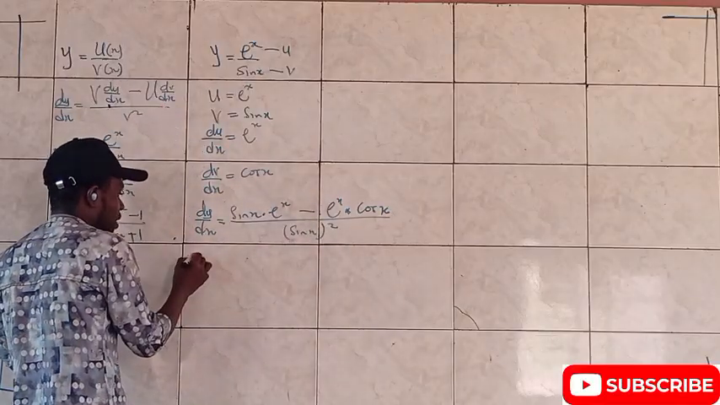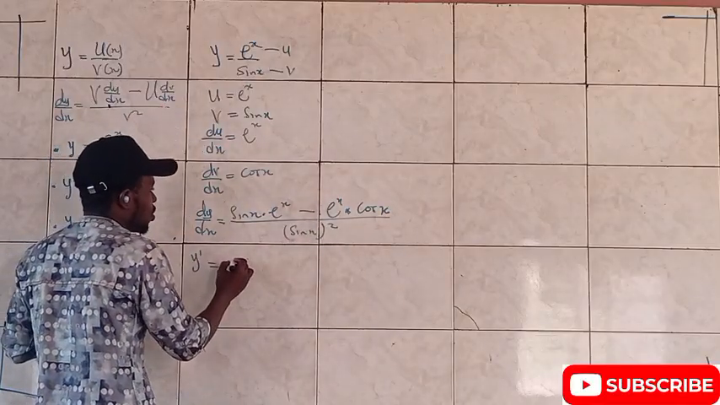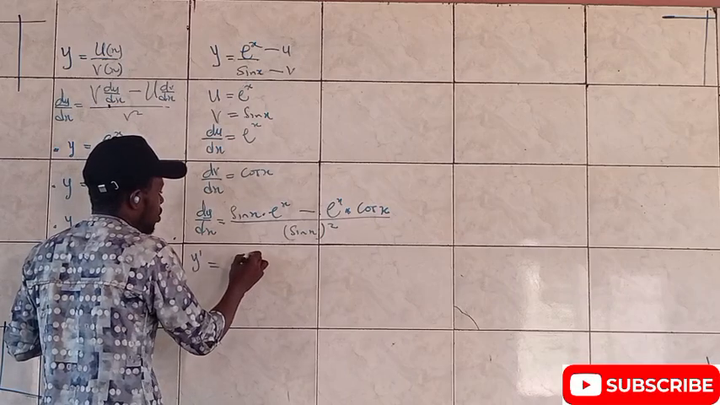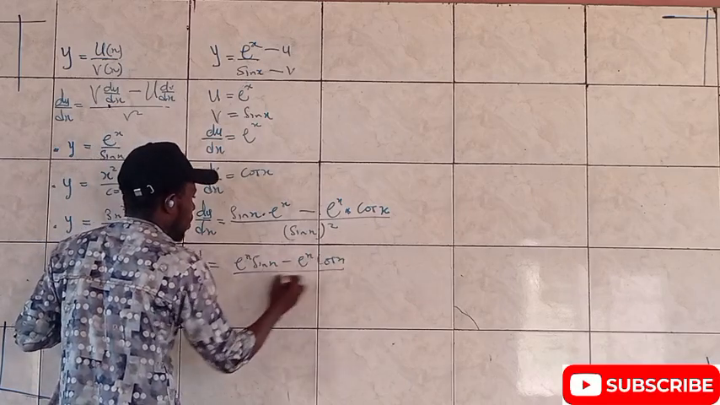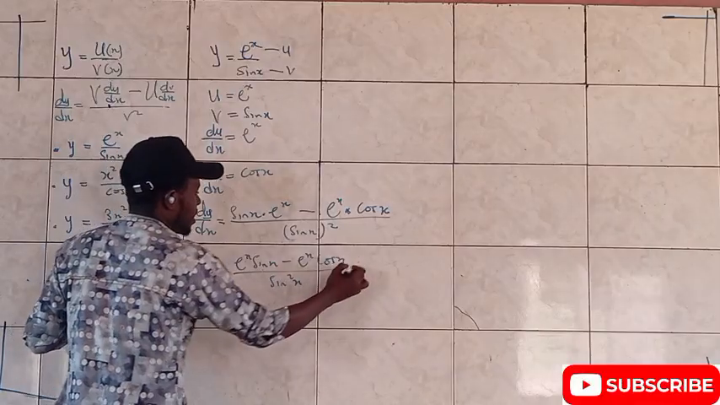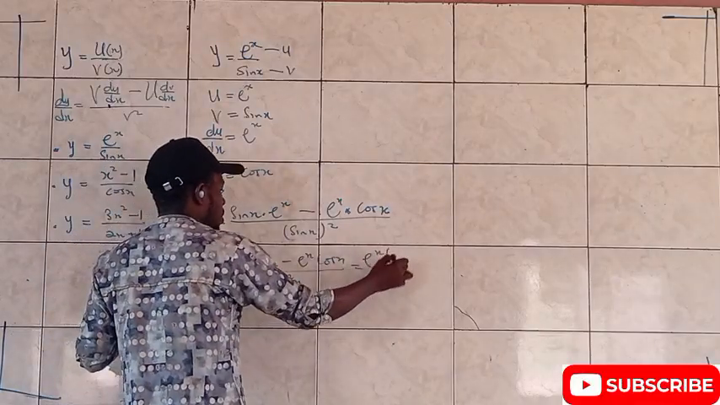So dy/dx is the same thing as y prime. So I have it equal to e raised to x sine x minus e raised to x cos x all over sine squared x. What does that mean? e raised to x is common to both of them.